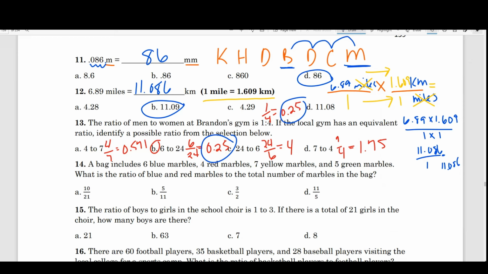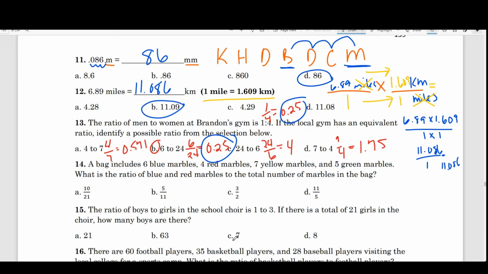Number 14. A bag includes 6 blue marbles, 4 red marbles, 7 yellow marbles, and 5 green marbles. What is the ratio of blue and red marbles to the total number of marbles in the bag? So this is an example of solving real world problems involving ratios.